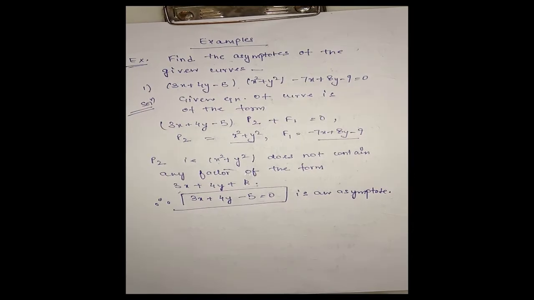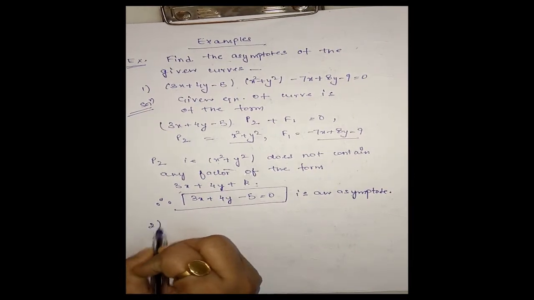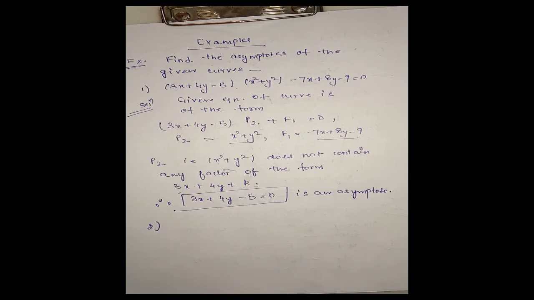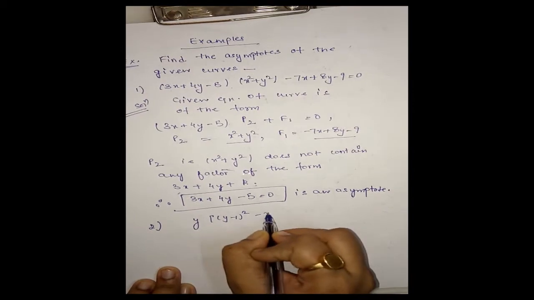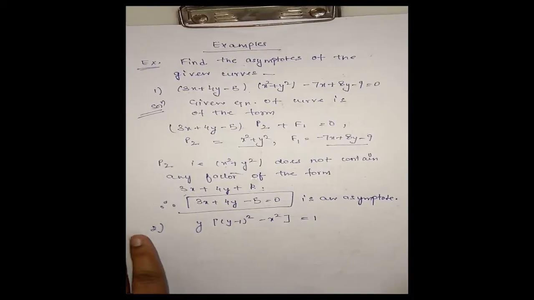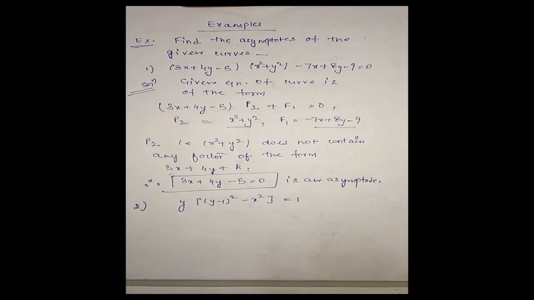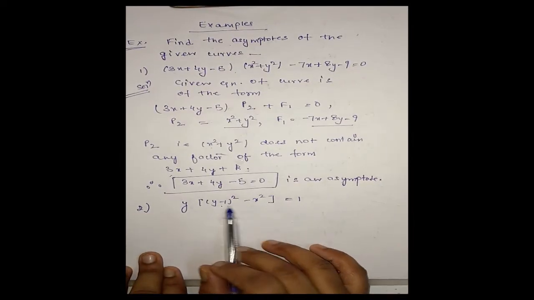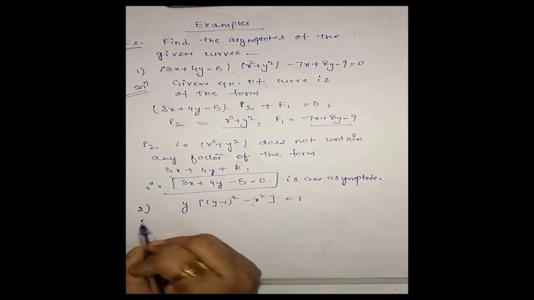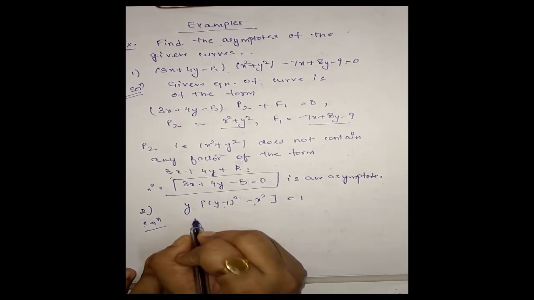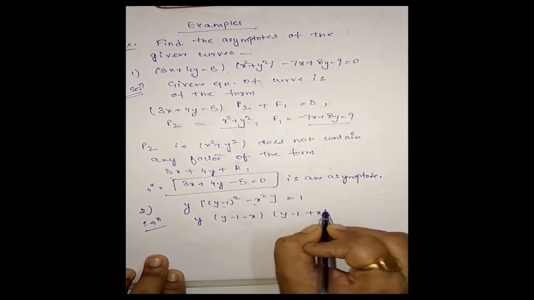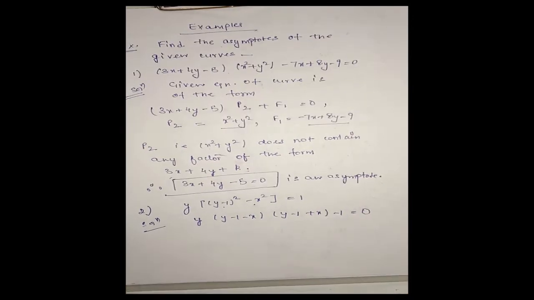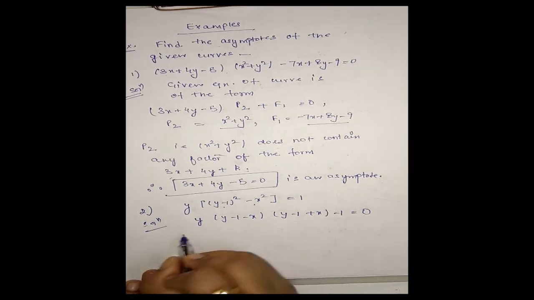Now consider the second example. The next curve has the equation (y - 1)^2 - x^2 = 1. Now this is a^2 - b^2. This equation of the curve can be rewritten as (y - 1 - x)(y - 1 + x) - 1 = 0, using a^2 - b^2 = (a - b)(a + b).